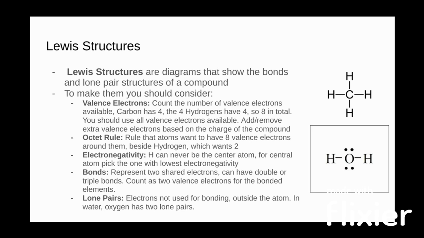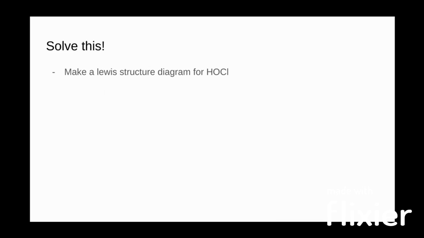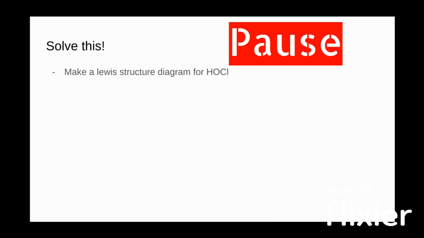Lone pairs are electrons not used for bonding, outside of the atom. In water, oxygen has two lone pairs, as you can see right here. Here's an electronegativity table that shows the periodic trends for electronegativity. It increases as you go up and to the right. Make a Lewis structure diagram for HOCl.